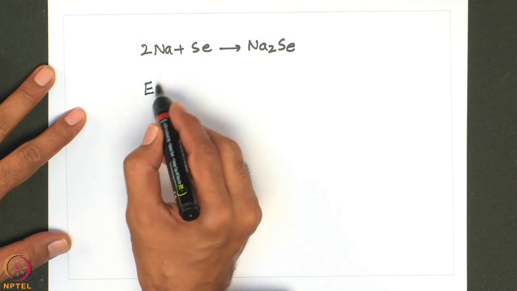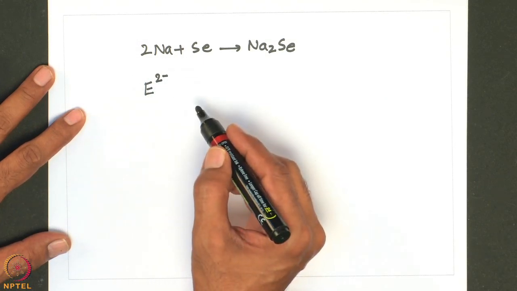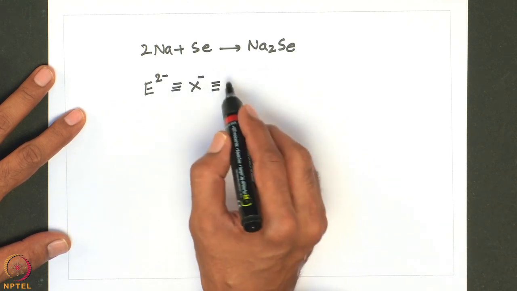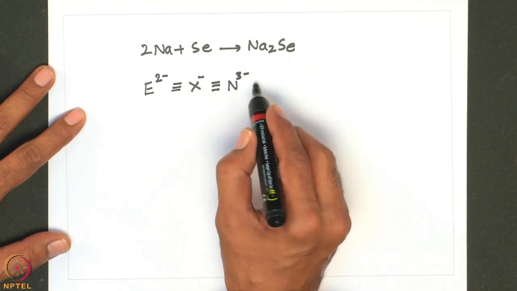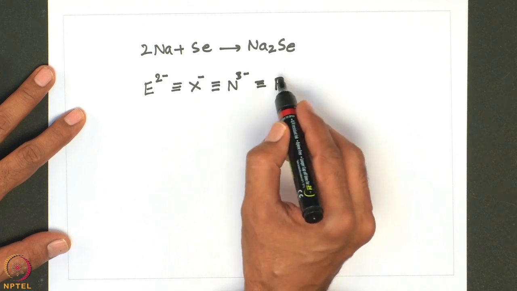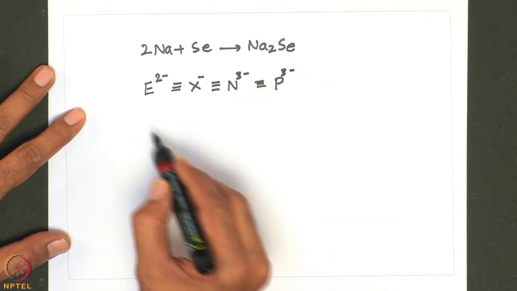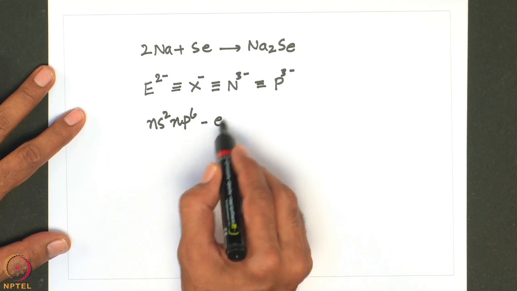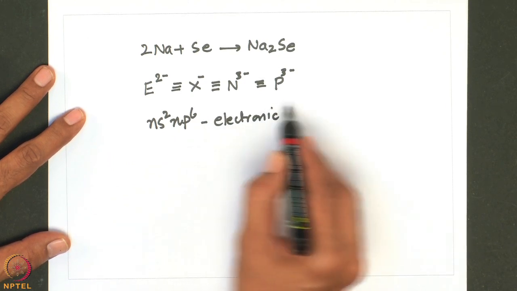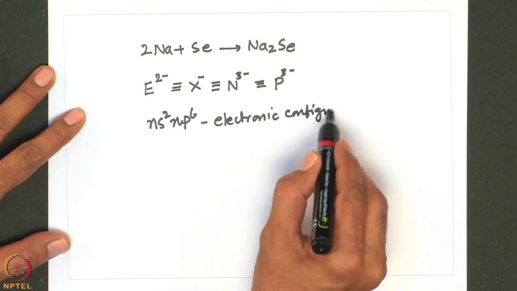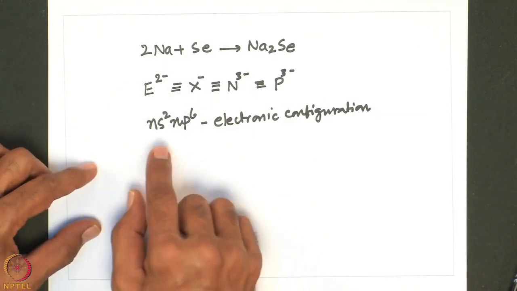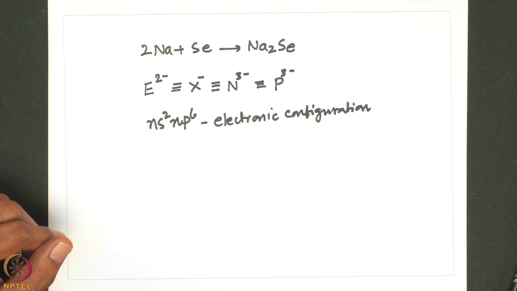So, E2-, if we take, okay, this is isoelectronic with halide ions, and also it is isoelectronic with N3- and P3-. So, all of them have ns2 np6 electronic configuration. Okay, the tendency of formation of the corresponding anion is essentially to attain ns2 np6 electronic configuration.